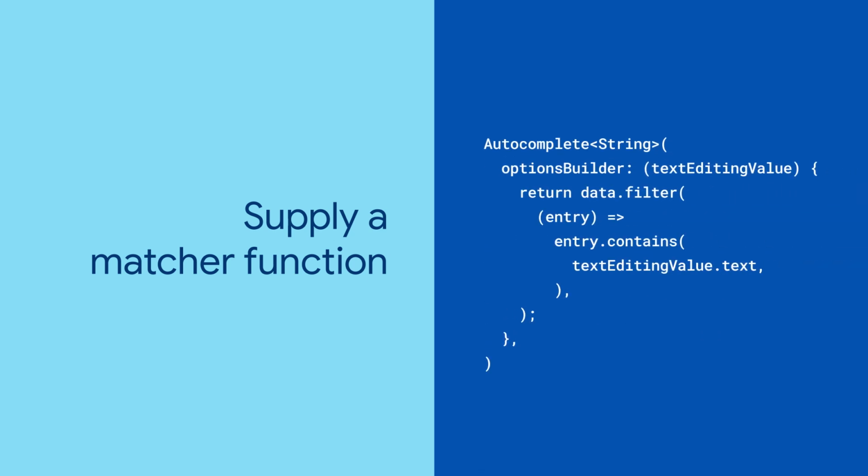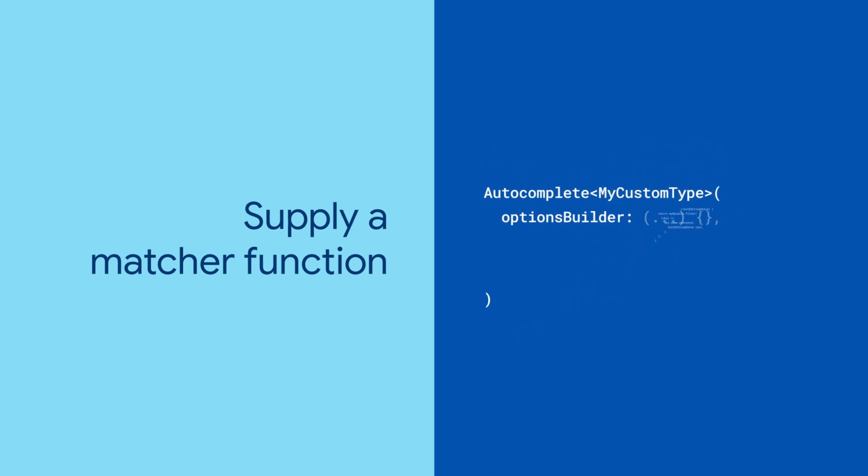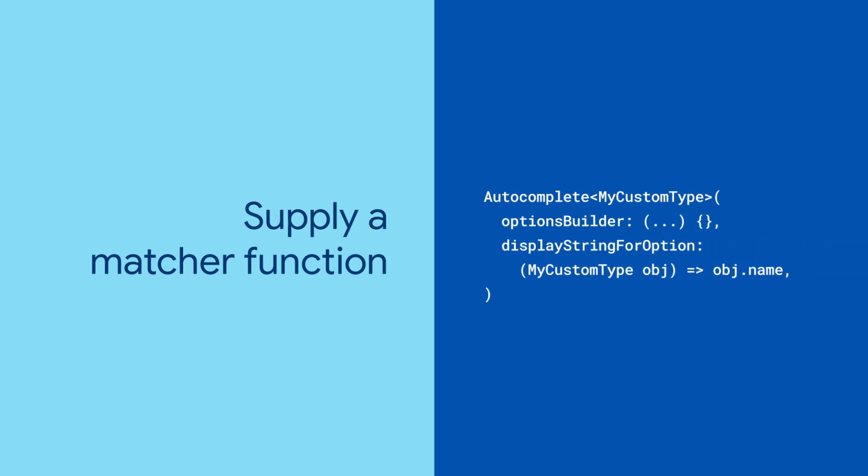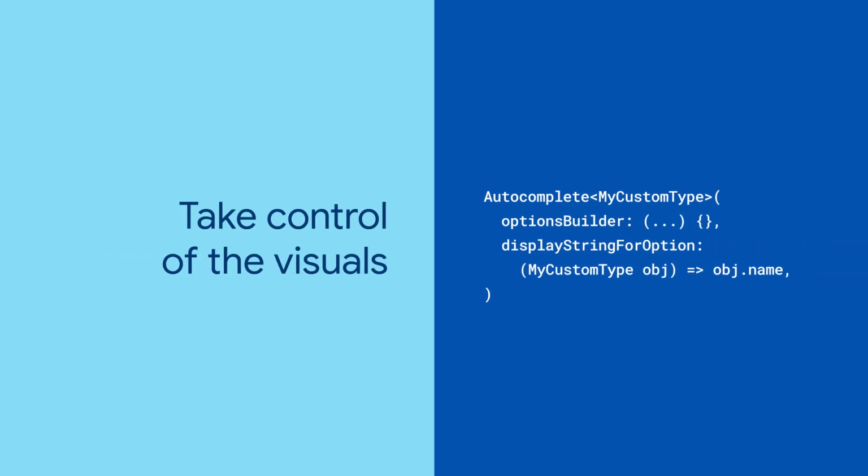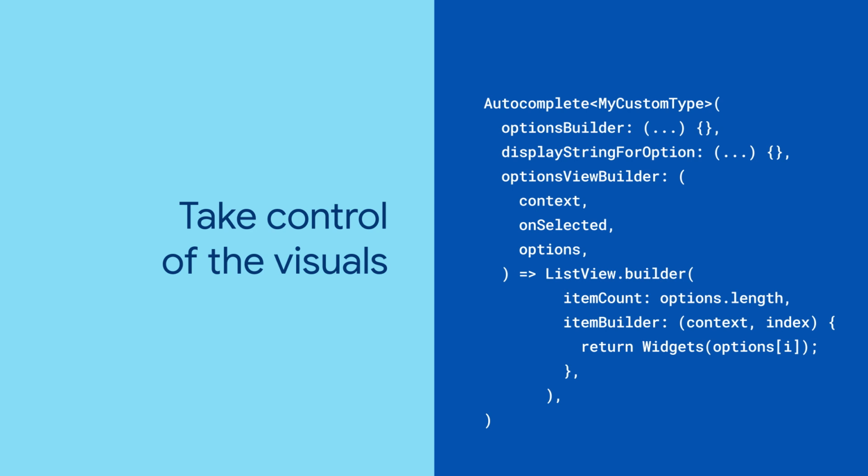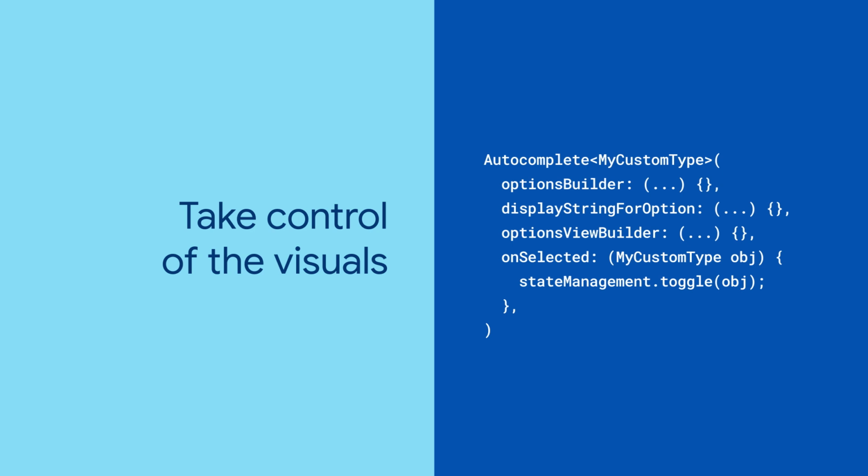an iterable of matches. These matches can be strings or custom types which you turn into strings with the display string for option parameter. To control how these displayed matches look, use the options view builder callback. And to know when your users tap on one of the matches, supply an onSelected function.